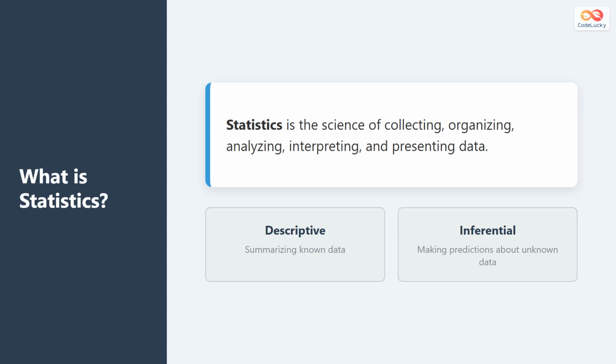Before we split them up, let's briefly define statistics itself. It is the science of collecting, organizing, analyzing, interpreting, and presenting data. Think of it as a tree with two huge branches. On the left, we have descriptive statistics, and on the right, inferential statistics. Let's explore the left branch first.